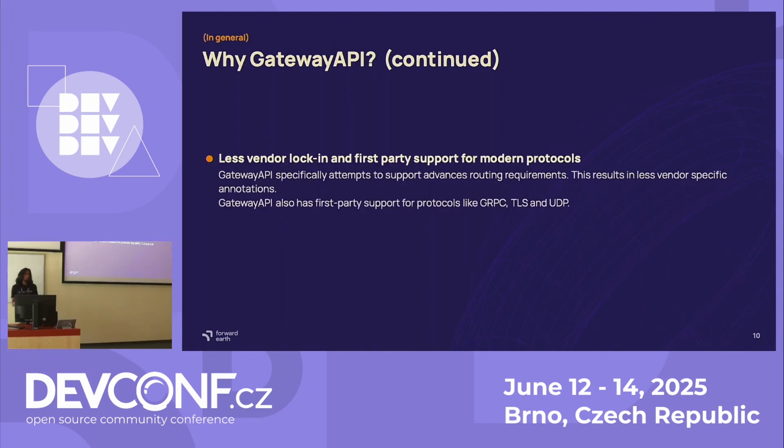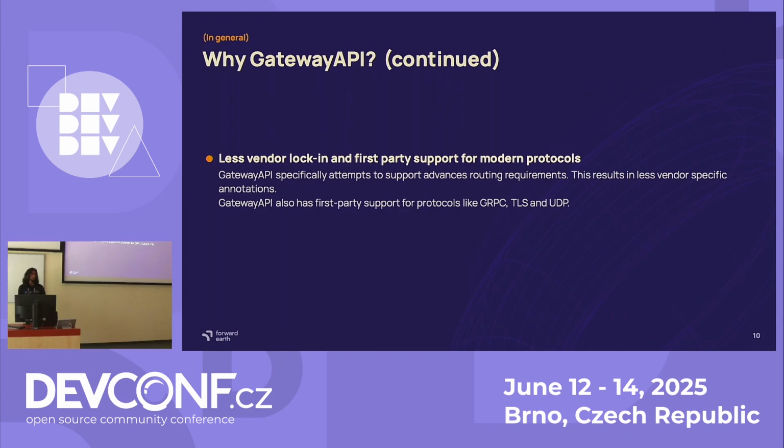And in general, why GatewayAPI, specifically for us and maybe useful to you, is that it has less vendor lock-in. If you're familiar with ingress, due to the nature of how it's defined, you end up with a lot of annotations on your ingress objects that are very specific to your ingress controller. This means that it's less portable. It means that you're also very tied down to the vendor that you've chosen to be your ingress controller.